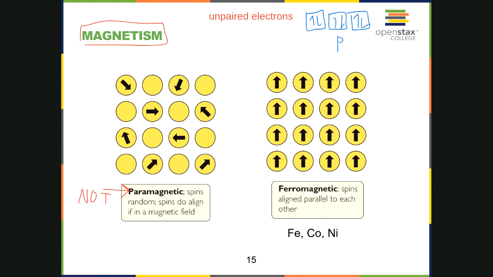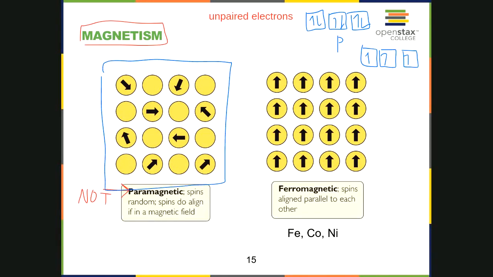But if instead we had p orbitals where you only had one electron in each of those orbitals, then it could look like this. But those orbitals are actually independent of each other. They're at the same energy level, but they are independent of each other. And therefore, the orientation of the spin of that electron can actually be random, like what we're seeing over here on the left side. So over here, there are unpaired electrons, but they are not going in the same direction.